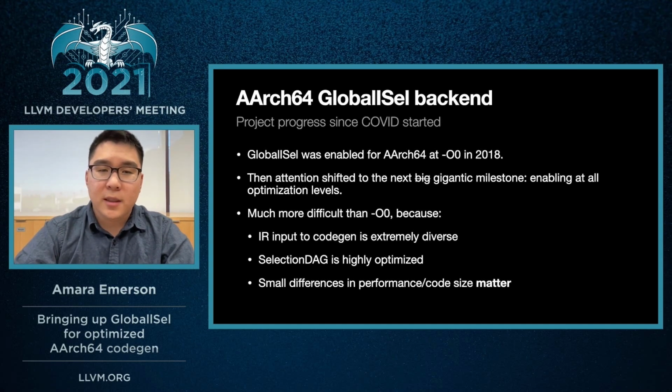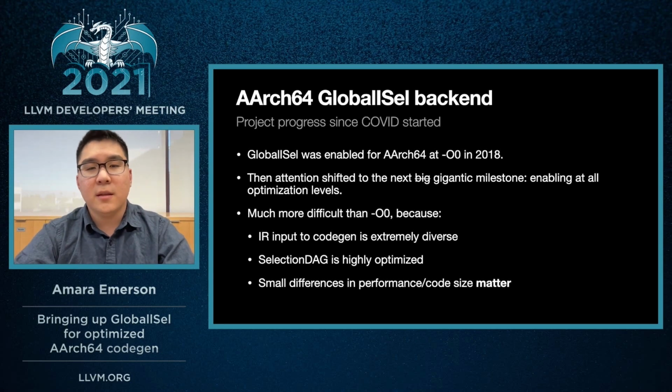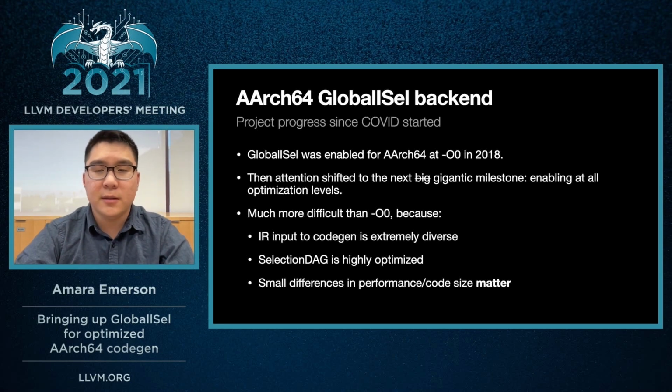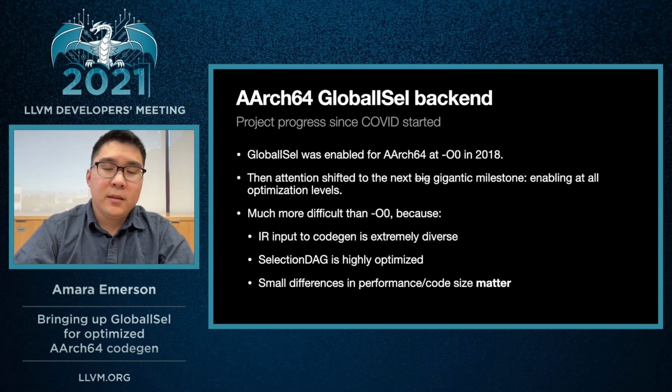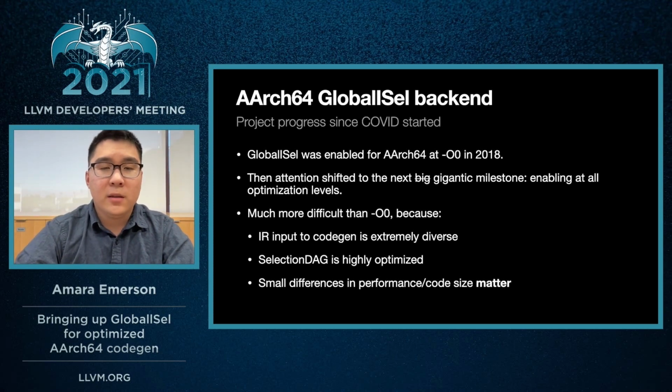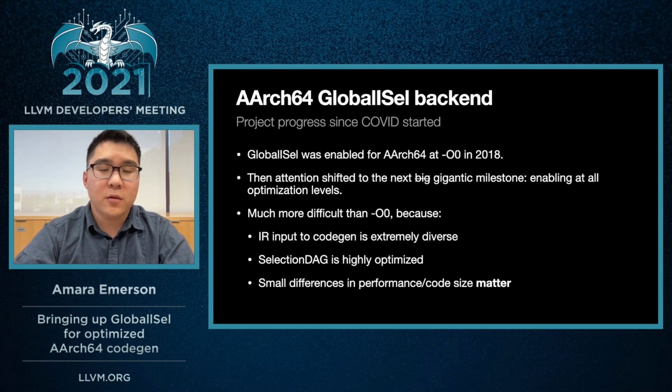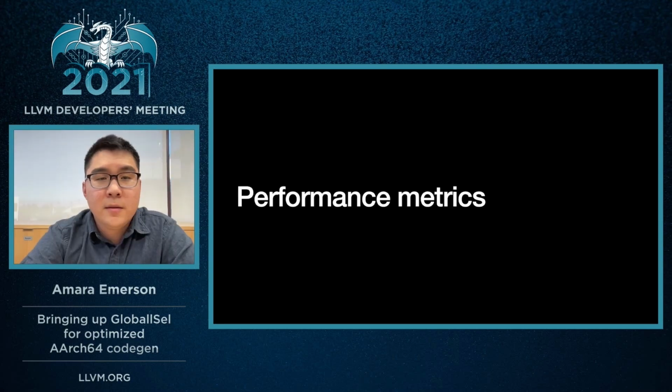Enabling at optimization levels is a much more difficult job than O0, namely because the IR input to code generation is much more diverse when you have optimizations enabled. And of course, SelectionDAG is a highly optimizing framework as well. We have a high bar to meet there, and when you're running with optimizations, small differences in runtime performance or code size really do matter. So we did a ton of work in order to catch up to SelectionDAG, and we're almost there.